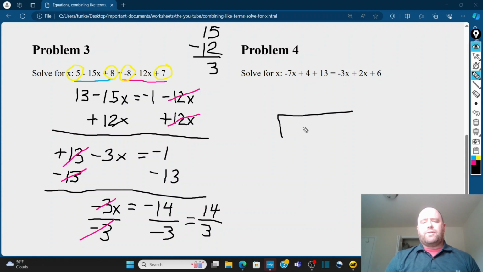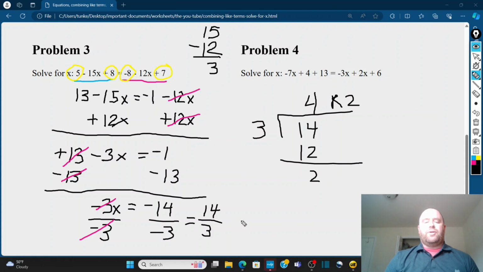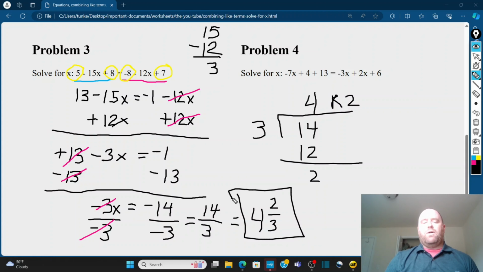Okay, so what we're going to do is we're going to take 14. How many times does 3 go into 14? It goes in 4 times. 4 times 3 is 12. 14 minus 12 is 2, so we have a remainder of 2. So we can write this as a mixed number as 4 and 2 thirds. So our x value is 4 and 2 thirds for problem 3.